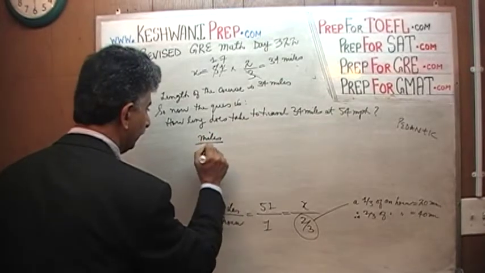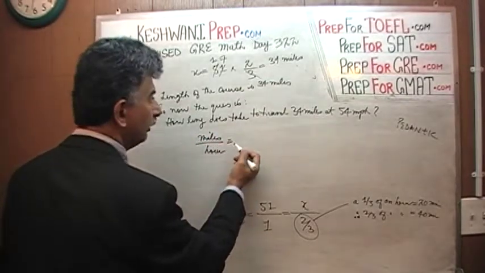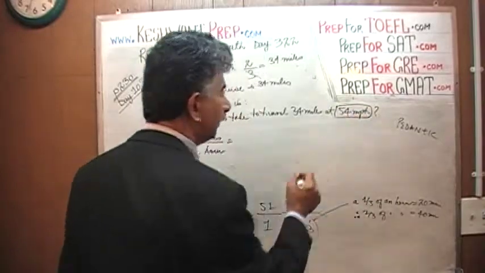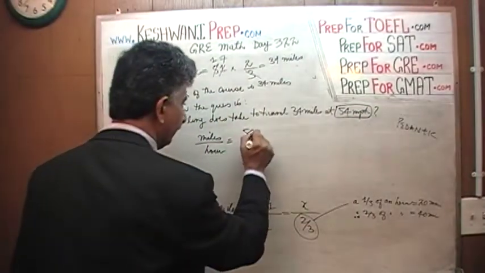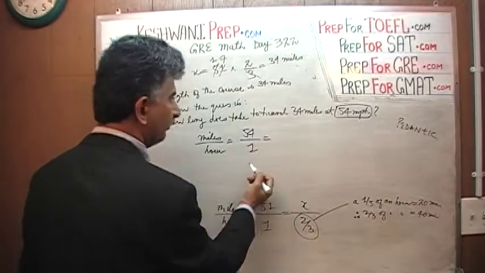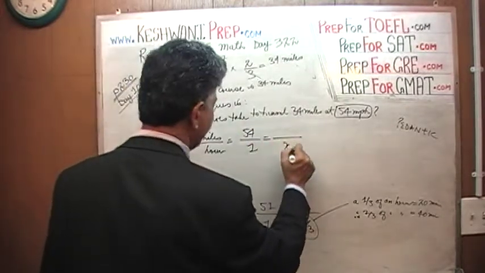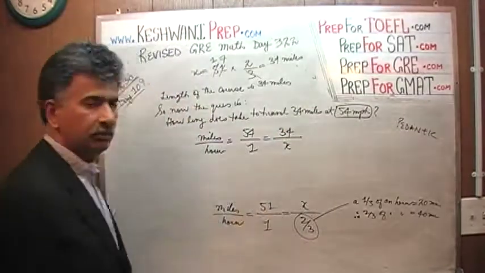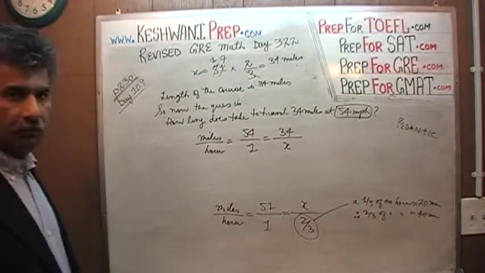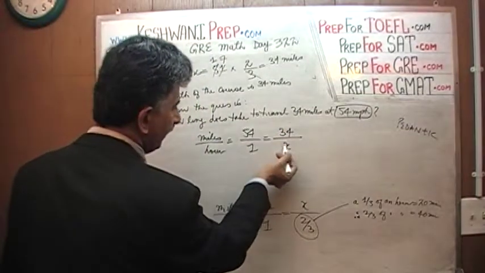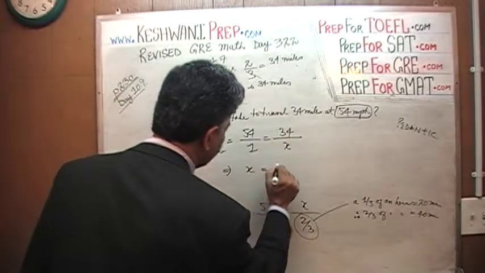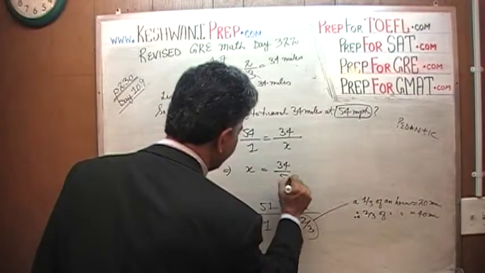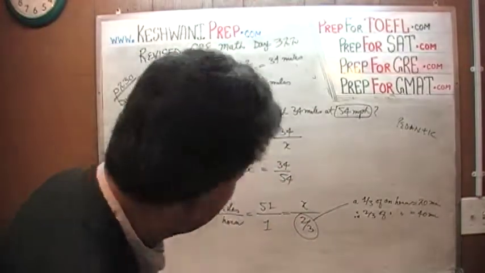Miles and hours. Well, we know that he's going at 54 miles per hour. That means he goes 54 miles in 1 hour. The question is, how long does it take him to go 34 miles? That's all. So cross multiply, and you find that x equals 34 over 54. That's it. We are done. That's your answer.